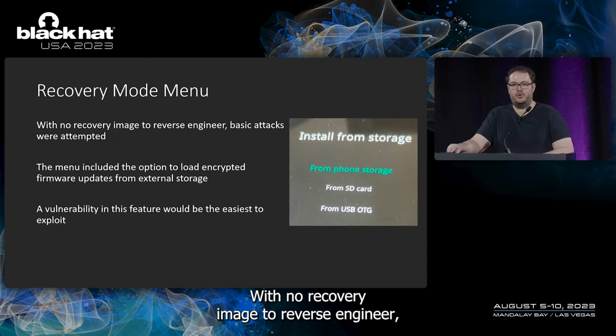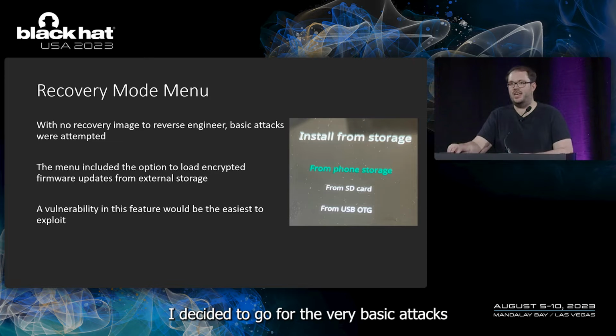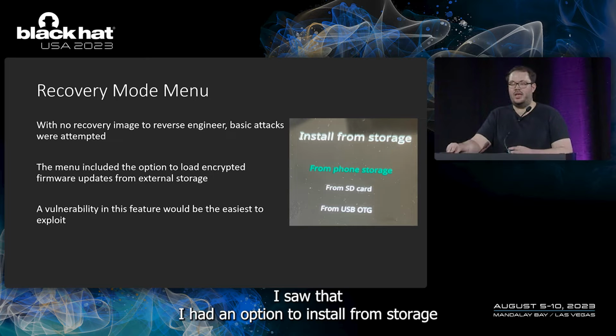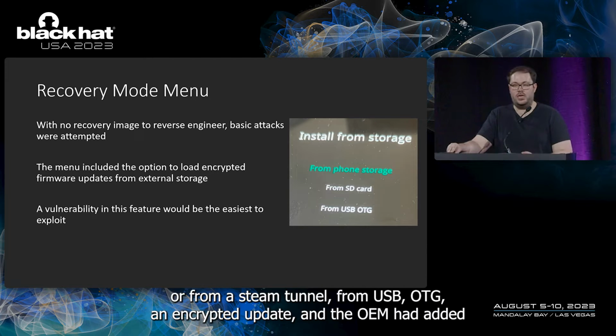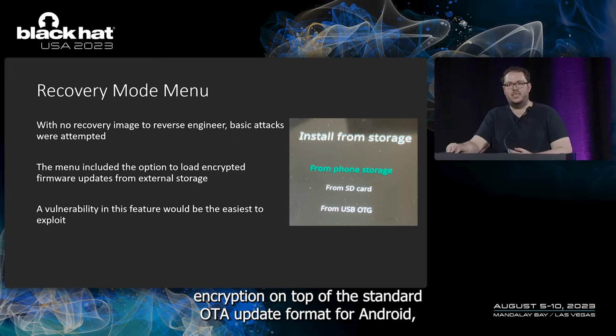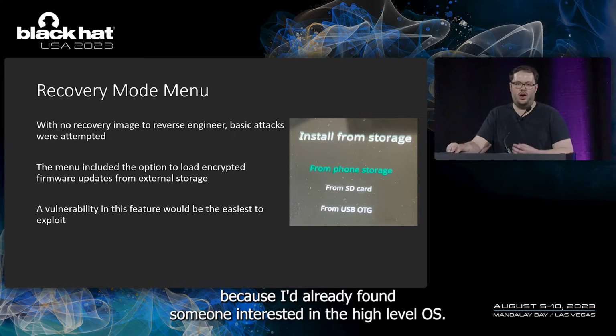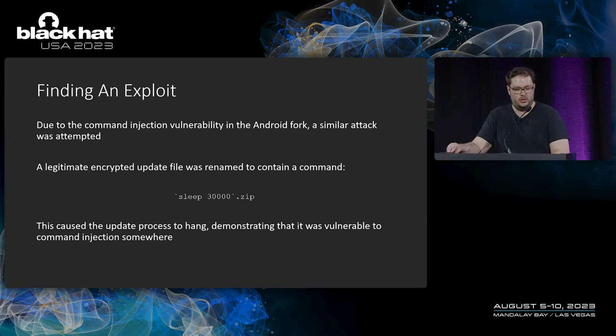With no recovery image to reverse engineer, I decided to go for very basic attacks and see if I could replicate what I did on the high-level OS. I saw that it had an option to install from storage or from SD card or from USB OTG an encrypted update. And the OEM had added encryption on top of the standard OTA update format for Android, which I thought would be the most easy to exploit if possible because I'd already found command injection in the high-level OS.